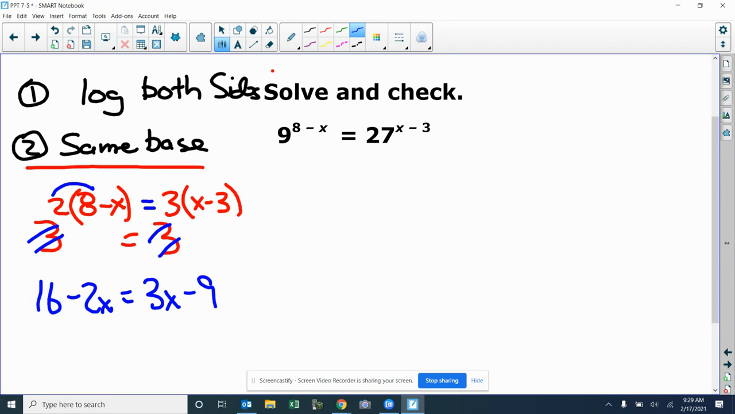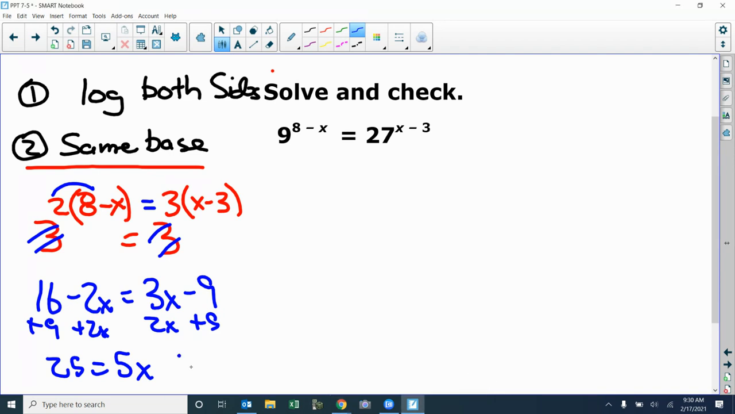Now, of course, this is an equation that everybody in the room should be able to solve, especially if you're not even looking. You're going to add 2x, and add 9 over here. I'm going to get 25 is equal to 5x. And I'm going to end up with x equaling 5, aren't I?